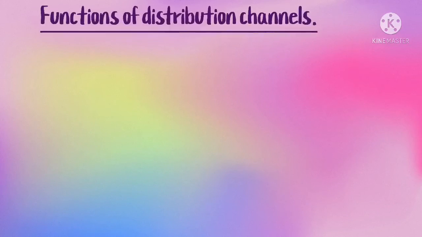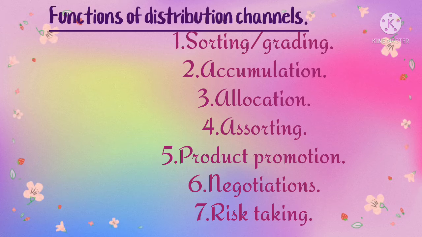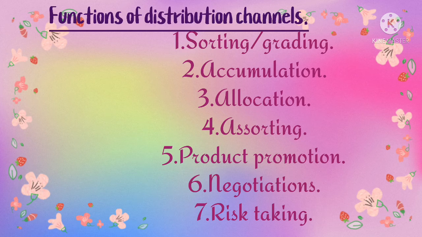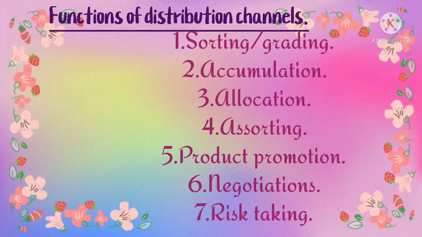Now the next topic is the functions of distribution channels. Under this there are 7 points. 1. Sorting or grading. 2. Accumulation. 3. Allocation. 4. Assorting. 5. Product promotion. 6. Negotiation. And the 7th is risk taking. So now let us go into detail.